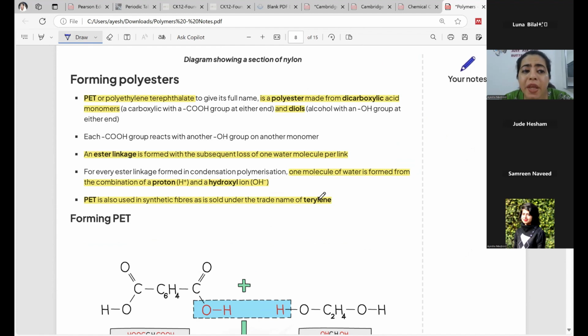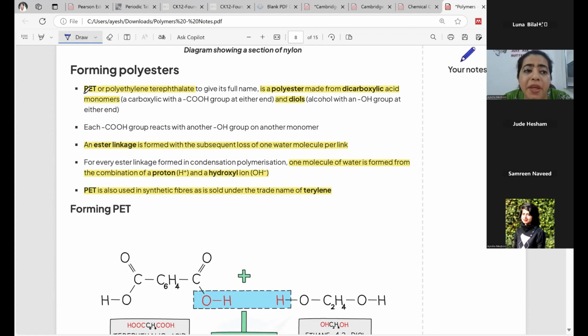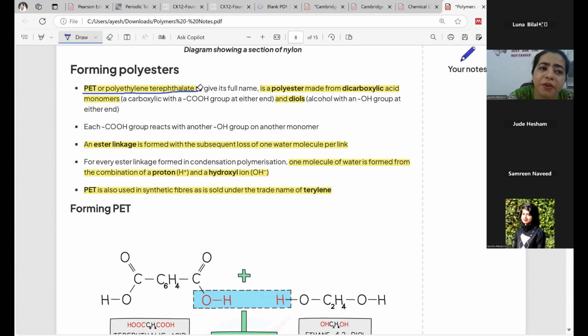Okay, now PET is a polymer. Forget about polyester, I will tell you what polyester is. PET is another polymer. Its full name is polyethylene terephthalate. Just remember PET, no need to remember the full name. The short form is fine. So PET is another polymer. It's a condensation polymer, not an addition polymer.